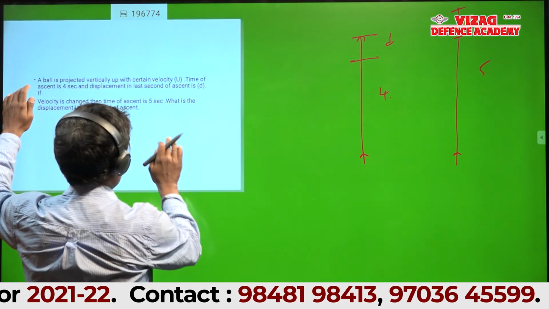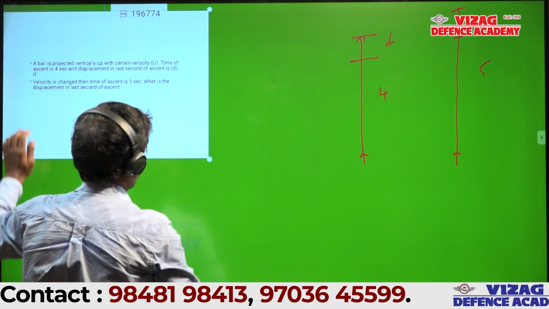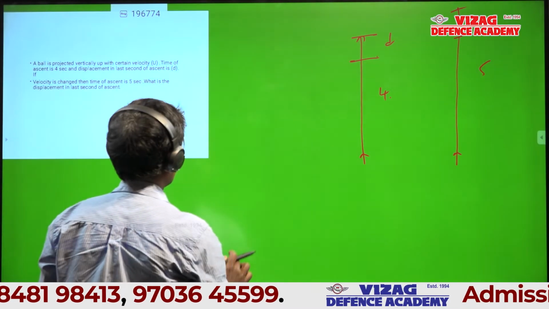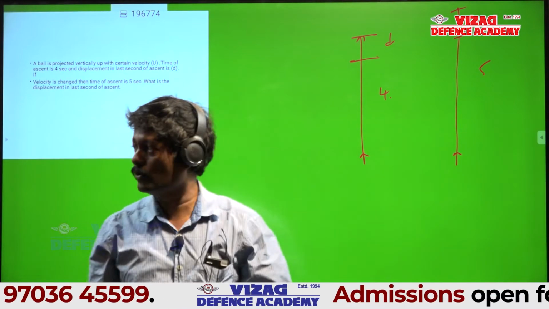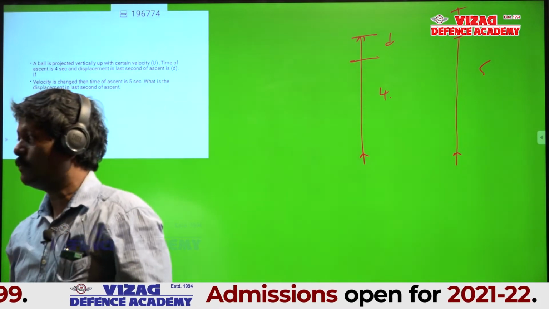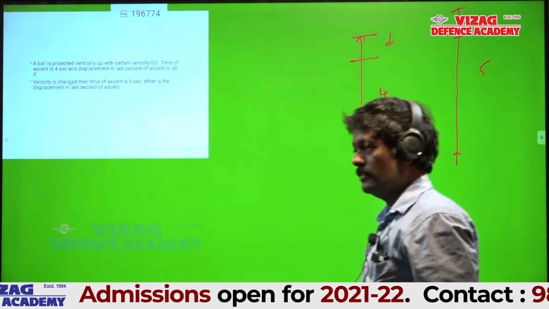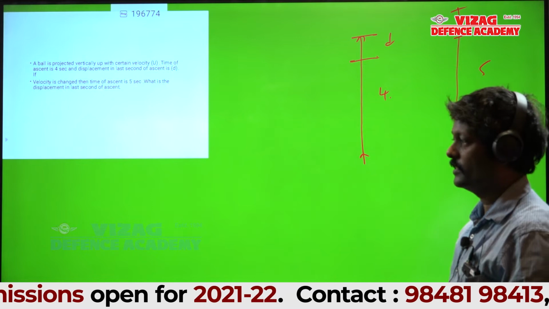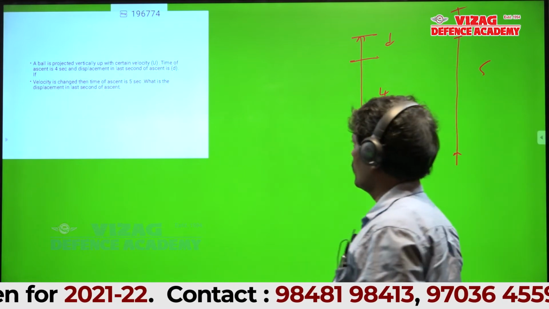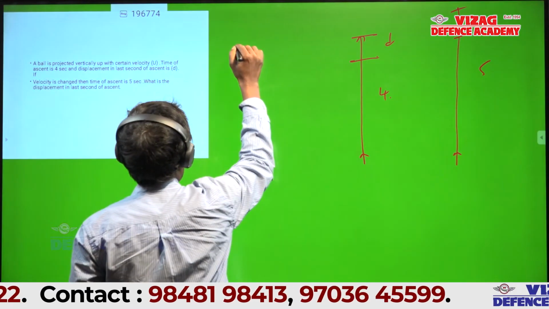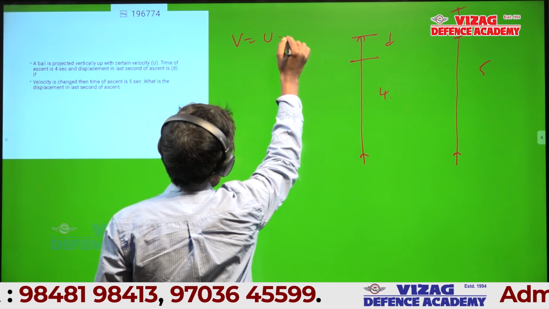Now listen here. Listen carefully. U by g. U by g, very good. Who is that boy? Saket. Kranti. Very good, u by g. How do you get that formula? v equal to u minus gt.